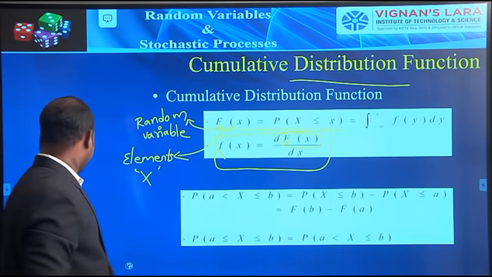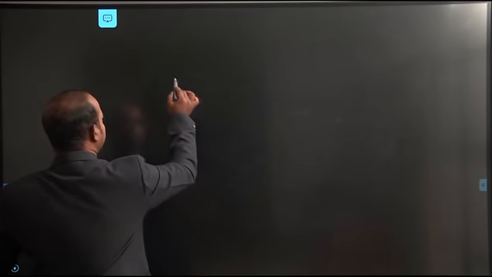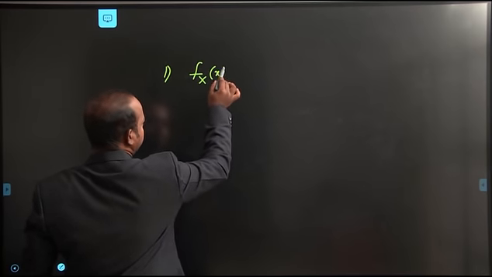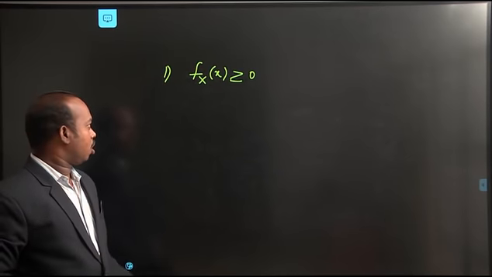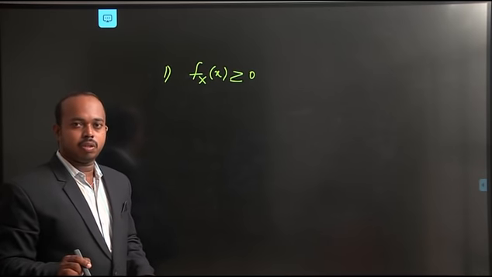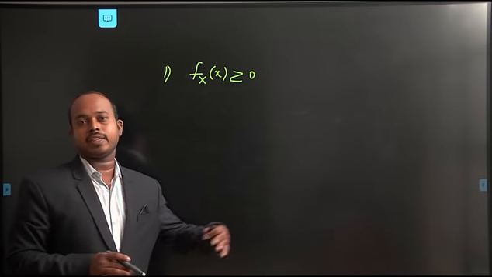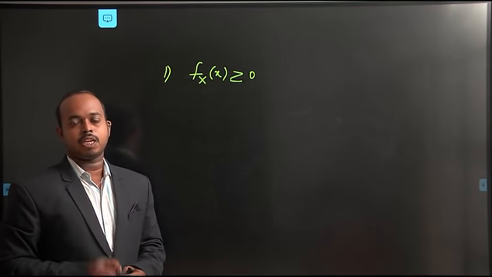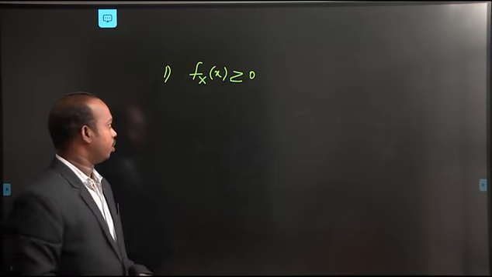Here the probability density function mainly has 3 properties. The first property is f_X(x) is greater than or equal to 0. From this property, we can say that the density function of any event must be equal to 0 or greater than 0. You can simply say that the density function is not a negative number.